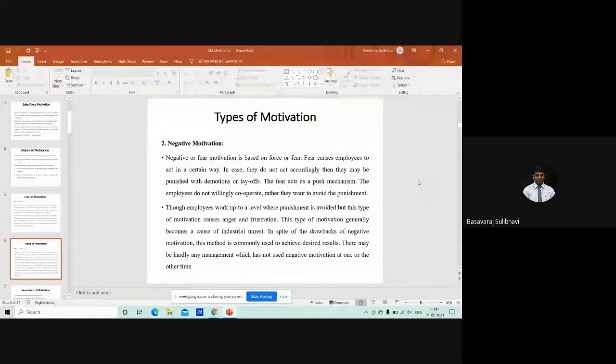So hardly any management has not used negative motivation at one time or another. You can expect any organization in the world, in one situation or another, to have used this type of negative motivation.